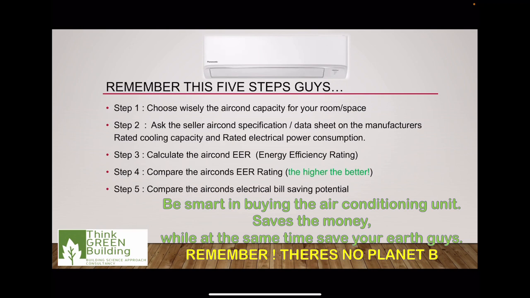So remember these 5 steps again, guys. There are 5 steps altogether. Step number 1, choose wisely the aircon capacity for your room and space. Step number 2, ask the seller for the aircon specification data sheet on the manufacturer's rated cooling capacity and rated electrical power consumption. Step number 3, calculate the aircon EER, energy efficiency rating. Step number 4, compare the aircon EER rating. The higher is the better, the more efficient aircon. Step number 5, compare the aircon electrical bill saving potential and also the CO2 reduction that you can get.